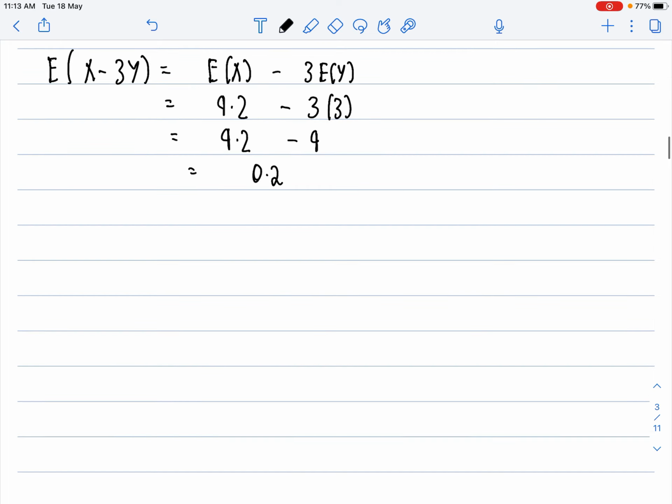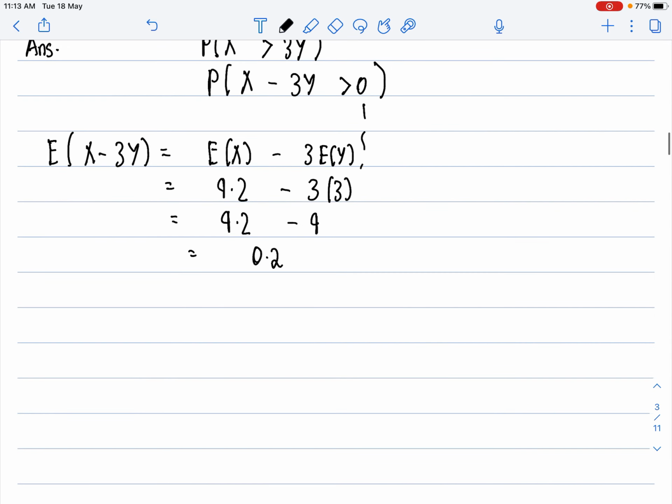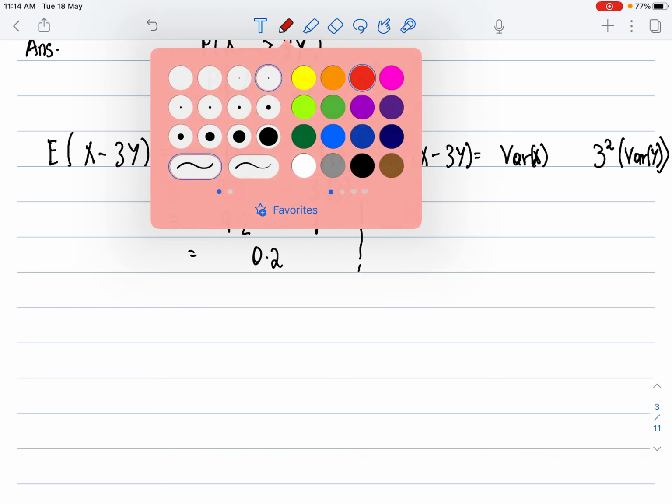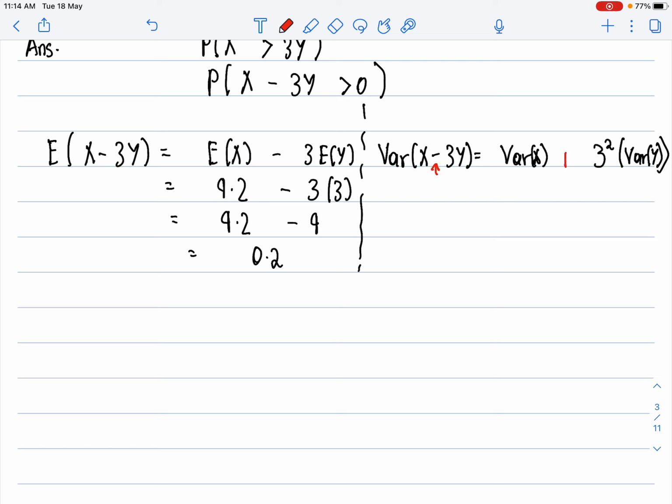For my variance, this is important, you need to know. The variance is really important. So my variance of x minus 3y. So this is basically the variance of x. Okay? And there's a 3 square here. Okay? I'll tell you why. Into the variance of y. And instead of a minus here, I have a plus.